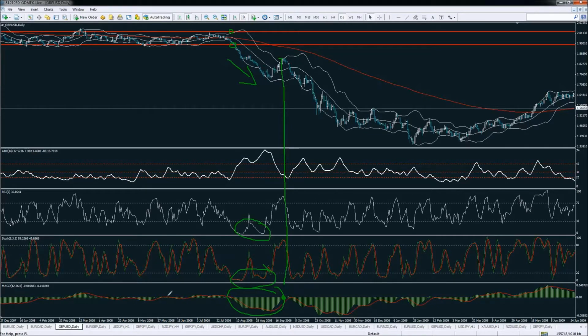Now, how do we find that the strength of the trend is over? That is why we're using ADX. The average directional movement index is used by telling us which strategy to use.